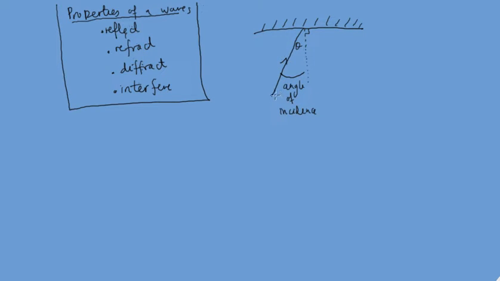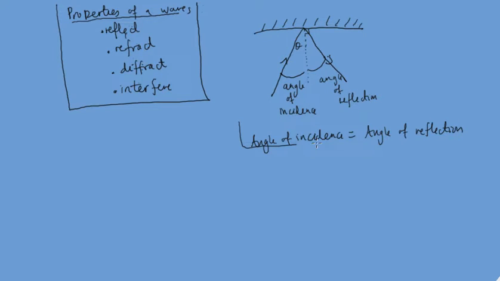The angle of incidence is the angle at which the light wave will come in and hit our mirror or our reflective surface. And then it will bounce off at this other angle here, and this is the angle of reflection. It's important to understand that the angle of incidence is always equal to the angle of reflection. This is a law in waves and is true regardless of the type of wave and what it is reflecting off of.